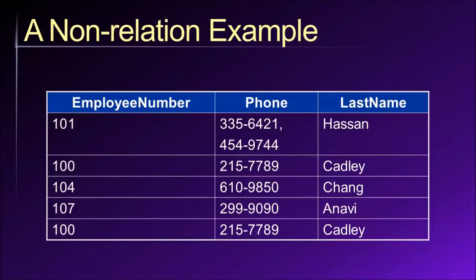So here we see a table with 3 columns: employee number, phone, and last name. But this table has several problems with it that mean it cannot qualify as a relation.